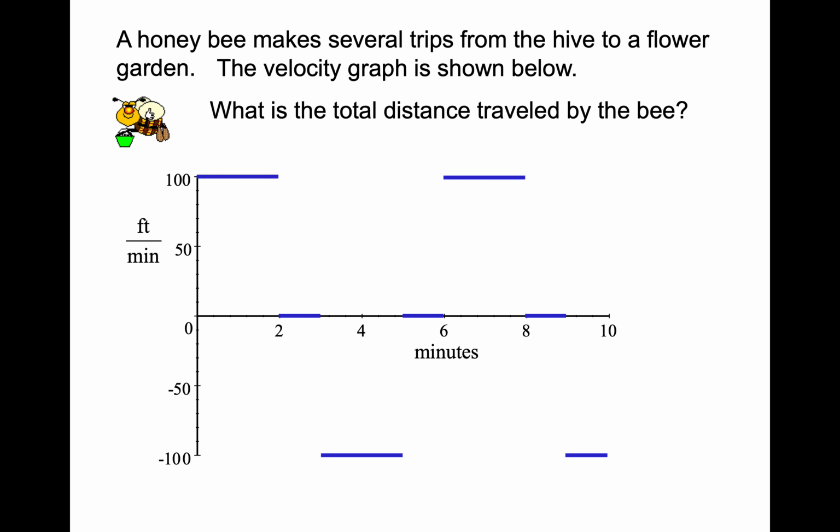So now we're asked, what is the total distance traveled by the bee? The distance we can actually find underneath the velocity graph, so the area under the curve. We would get 100 times 2, so 200 feet would be the total distance as he's going from the hive to the flower garden. And then we have another distance of 200 as he goes from the flower garden back to the beehive. And then we have another 200 feet as he makes another trip. And then he only travels 100 feet, which means he does not make it back to the beehive.